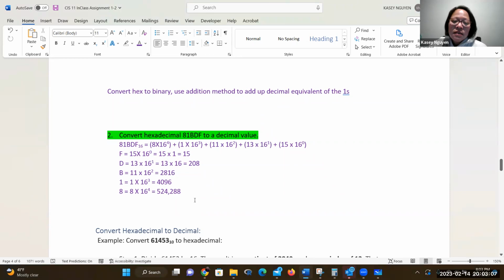This one. Then next one, we're going to take 1 times 16 to the 3rd. So that's going to be 4,096. And then on the next one, 8 times 16 to the 4th, that's going to give you 524,288.